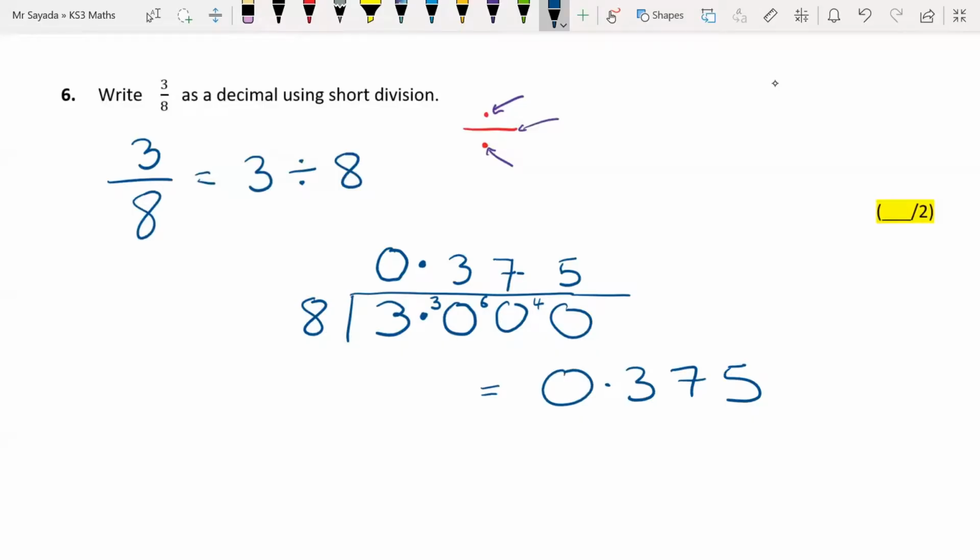If you got that one wrong, I recommend that you have a go at working out what 5/8 is as a decimal. Pause the video while you try that now and press play once you're ready.